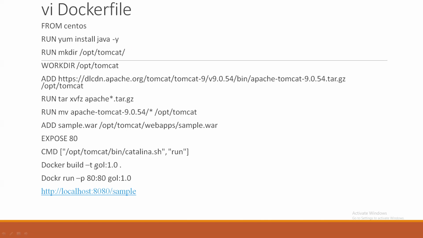So docker build -t with a Docker image name. Then docker run -p 8080 with the name of the image and the version of the image. Then you can check it on localhost 8080 sample. We'll check whether it will run or not. Okay, guys, understood? So this is the Dockerfile. We will create the Dockerfile tomorrow and check whether the code is executed or not.